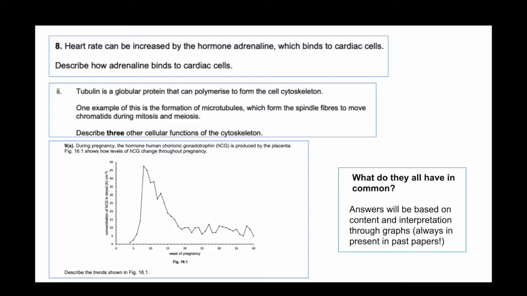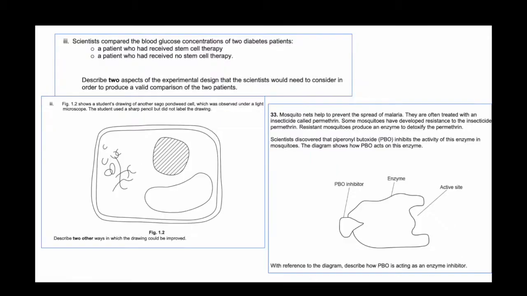There will always be a graph, table, something like that, just like in 9a, that comes up in the exam papers every year, without a doubt. So think to yourself now, what do they all have in common other than the things I said? For example, I can predict that the answers will be based on content and interpretation through graphs.